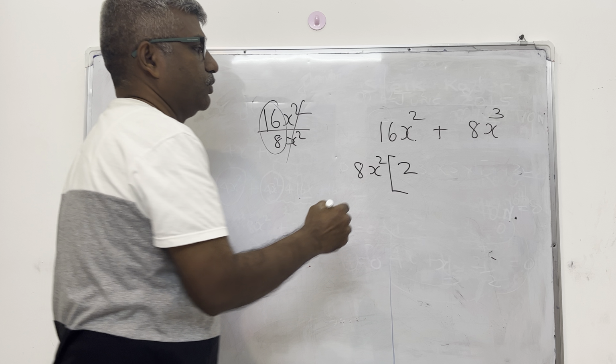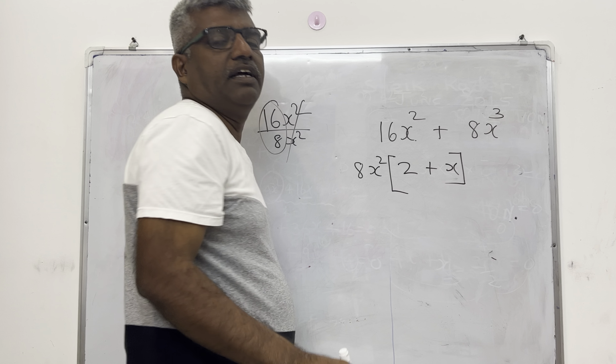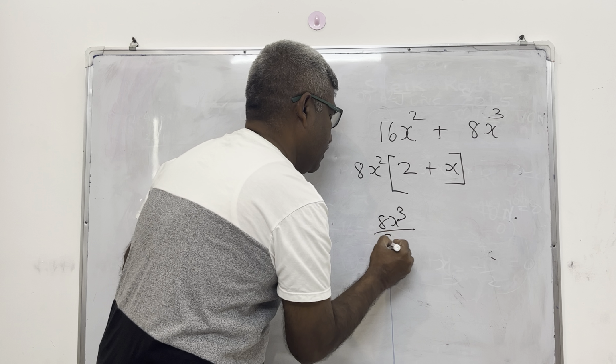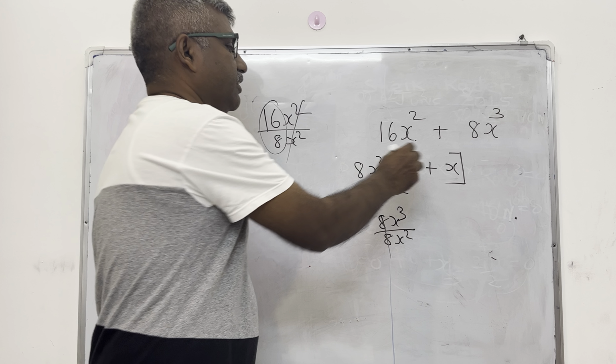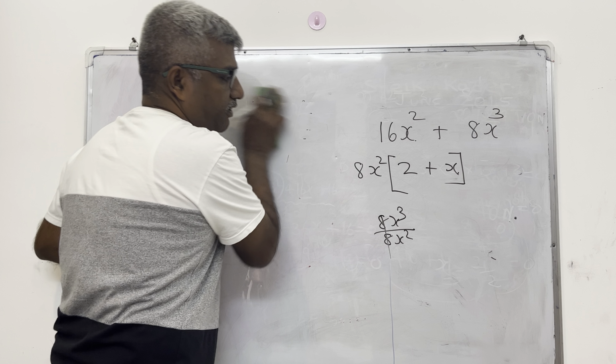16 by 8 is 2. Here plus x. How will it come? 8x cube over 8x squared. Very simple. x cube over x squared is x only. Just copy down.